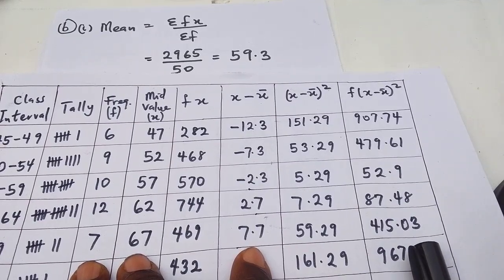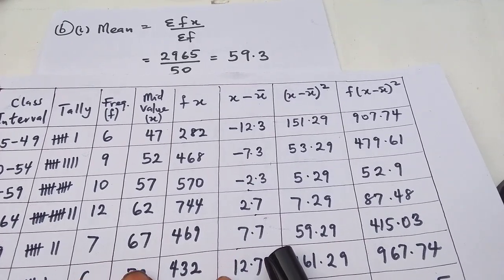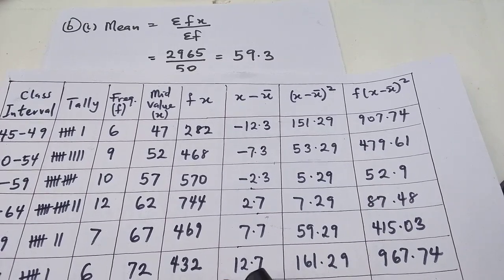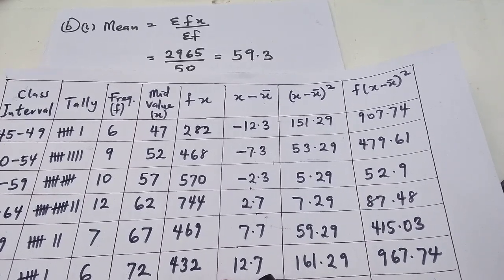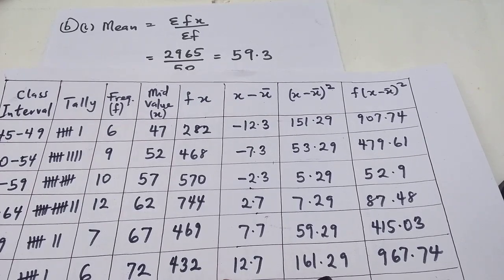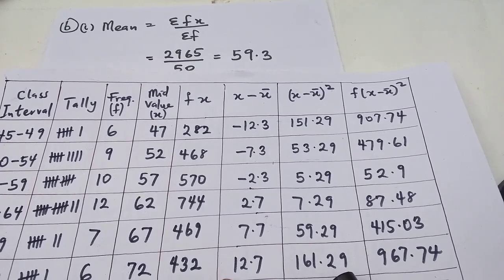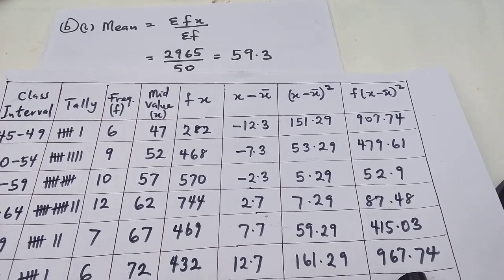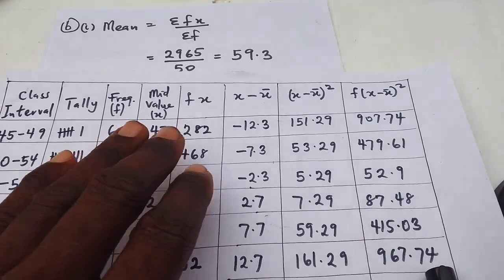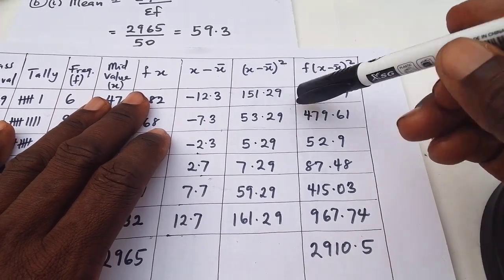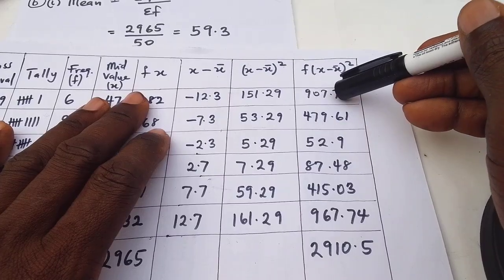415.03. Then the next number, which is 72. 72 minus 59.3 is 12.7. You now find the square of 12.7, which will give us 161.29. So you now multiply the 161.29 by the frequency 6, which is 967.74. So you are now going to add everything in this column.